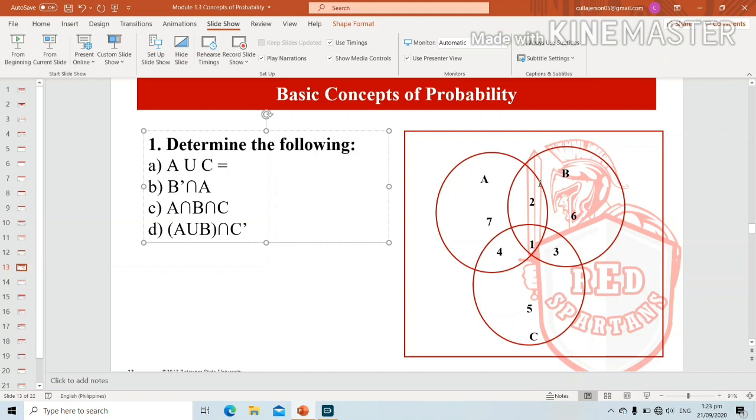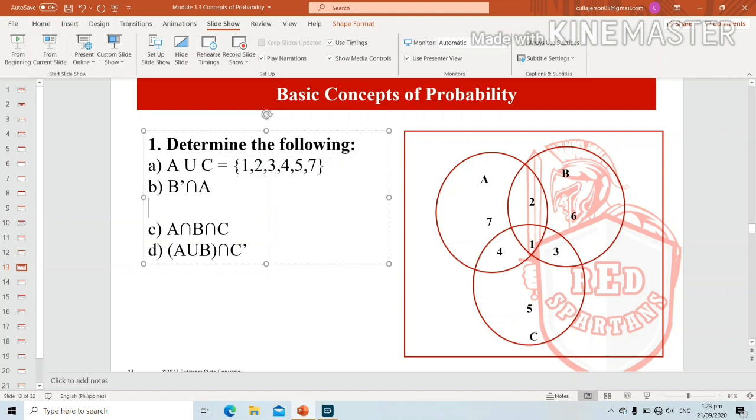So ano ba yung ating outcome or sample point ni A? So meron tayong 2, 1, 4, and 7. Then kay C, 1, 3, 5, and 4. So ibig sabihin ng ating answer is 1, 2, 3, 4, 5, and 7. So yan yung A union C.